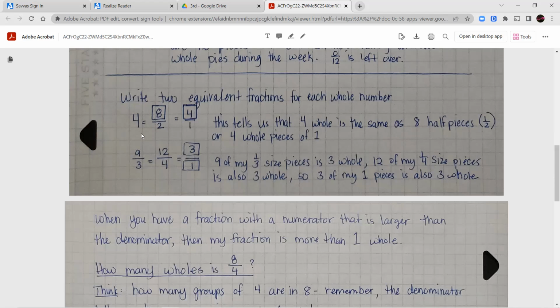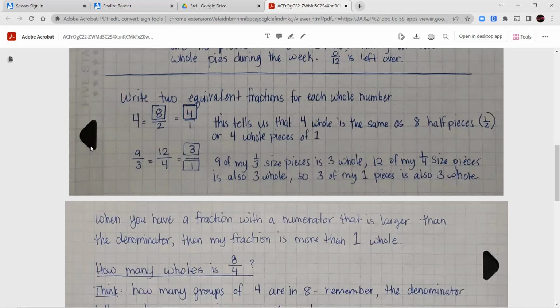Next, let's take a look at another example. Write two equivalent fractions for each whole number. So if I have 4 as my whole number, I need to write it in fraction form. So I could do 4 over 1, or I could do 8 over 2. Now, this tells us that the 4 whole is the same as 8 half-size pieces. So think if you have 4 apples that you cut in half. Now you have 8 of your 1/2 size pieces. You put them back together, you still end up with 4 whole apple sizes.